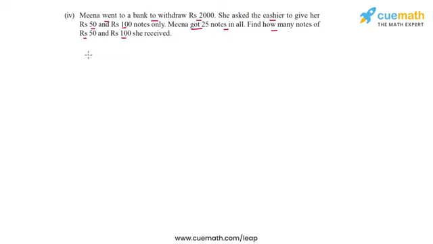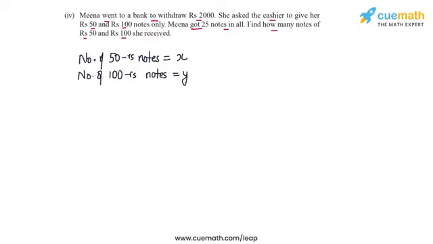So the two unknowns in this situation are the number of 50 rupees notes. So let's call this unknown X, and the number of 100 rupee notes. Let's call this unknown Y.